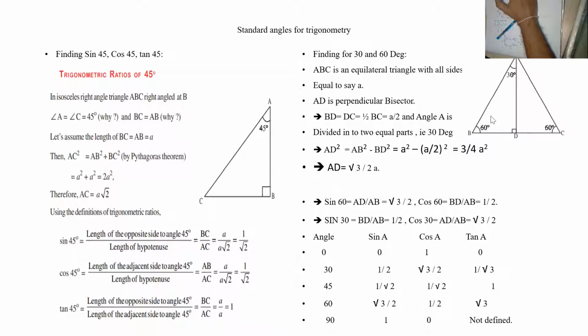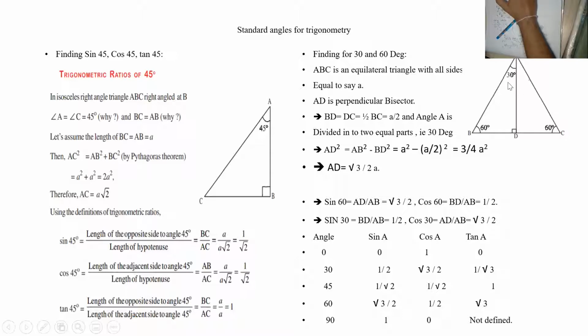30 we have seen. Sin 30 is 1 by 2. What is sin 30? Sin 30 is opposite side by hypotenuse. Opposite side is 1 by 2A, this is A, so 1 by 2. What is sin 60? Sin 60 is root 3 by 2. Sin 45, 1 by root 2. Sin 90, 1.